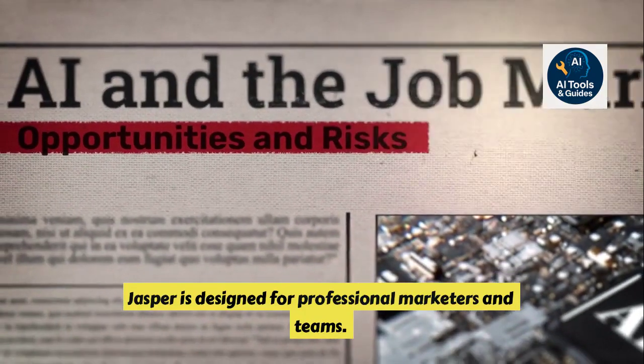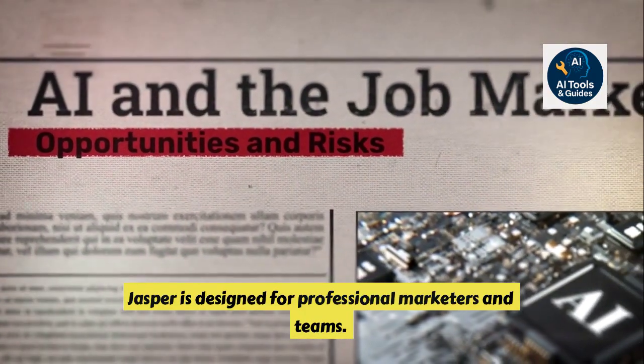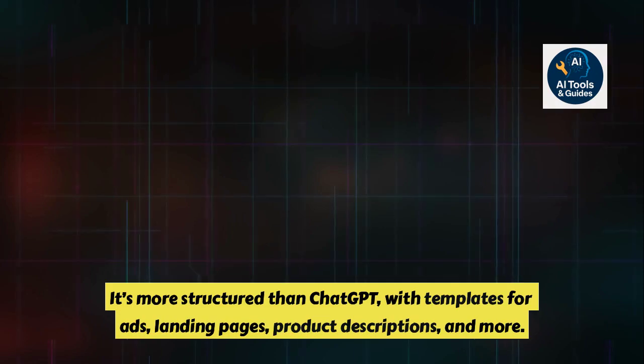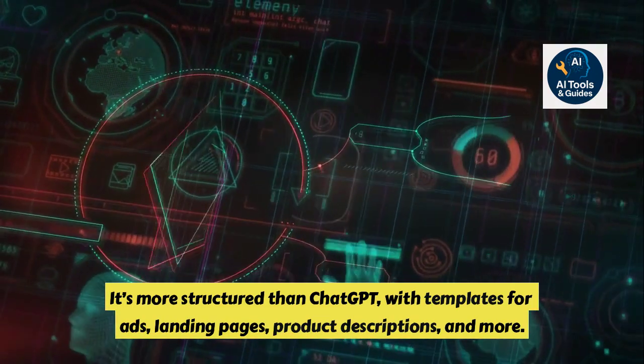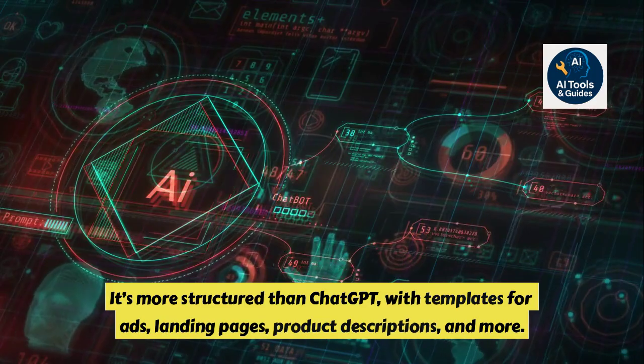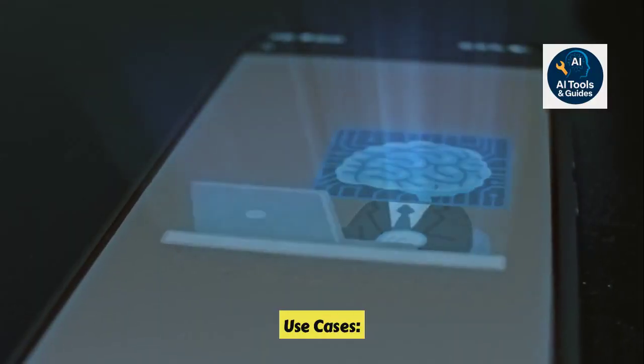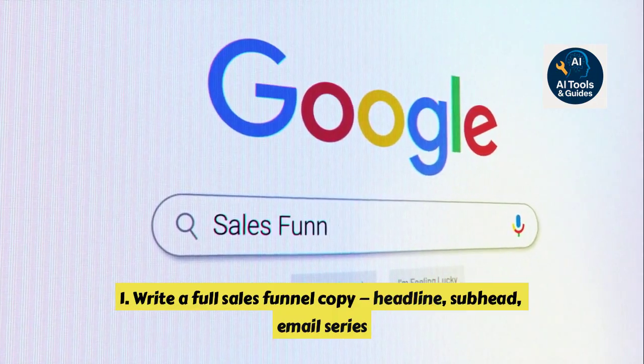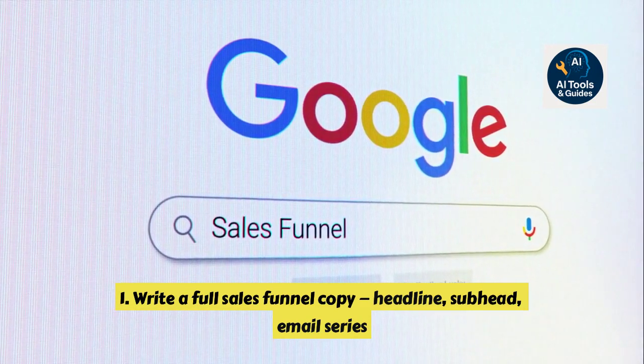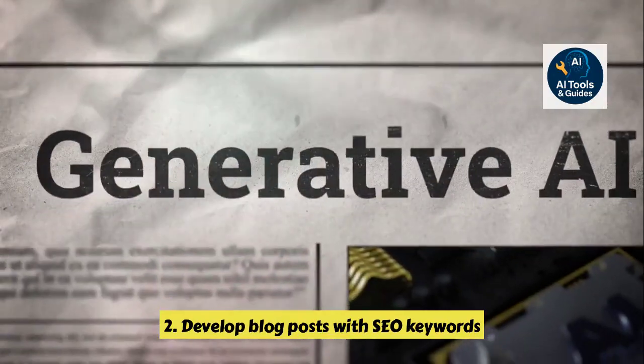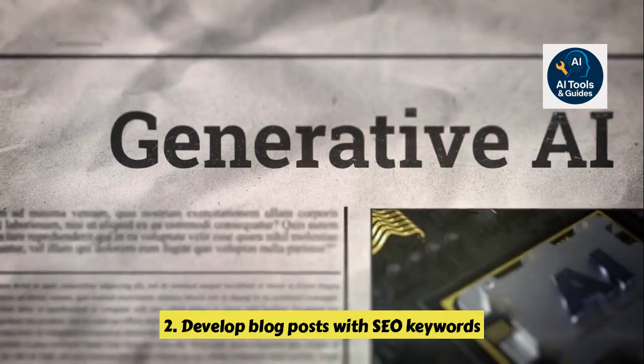Zapier AI, what it is. Zapier is designed for professional marketers and teams. It's more structured than ChatGPT, with templates for ads, landing pages, product descriptions, and more. Use cases. Write a full sales funnel copy. Headline, subhead, email series, develop blog posts with SEO keywords.